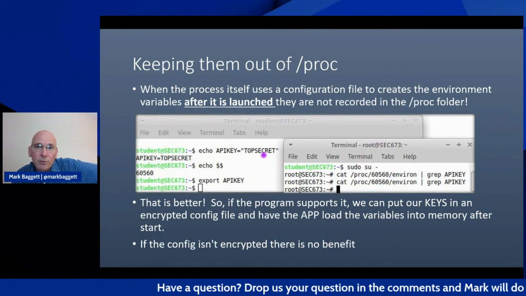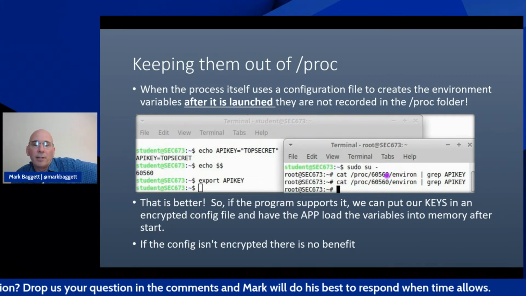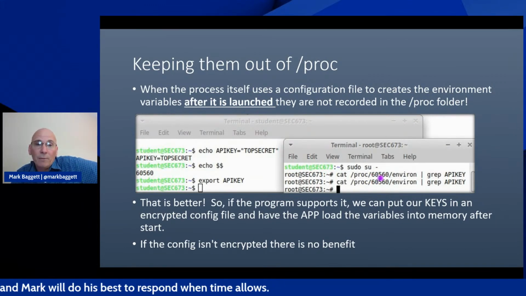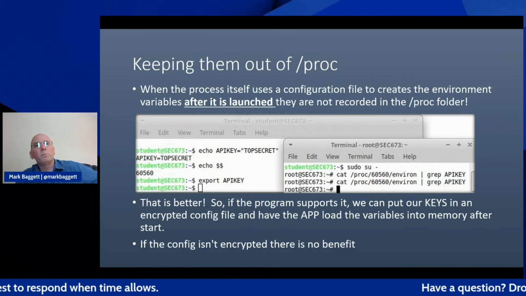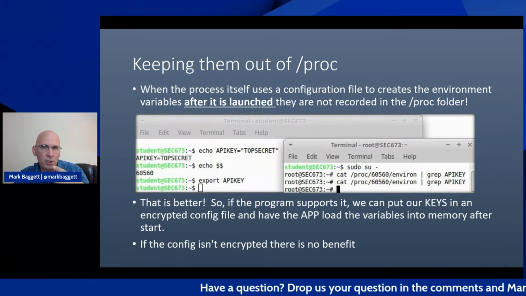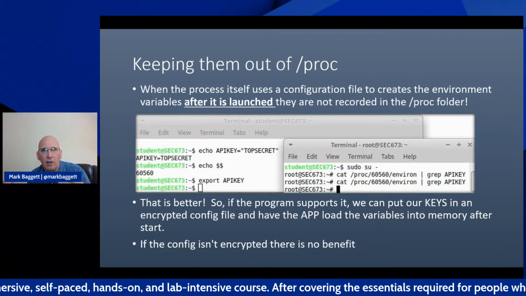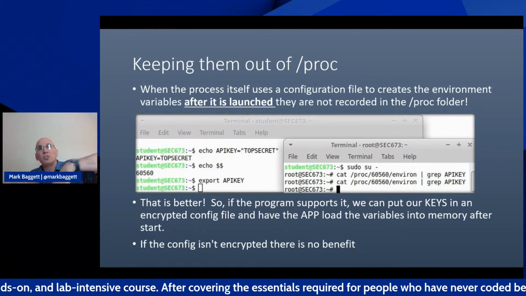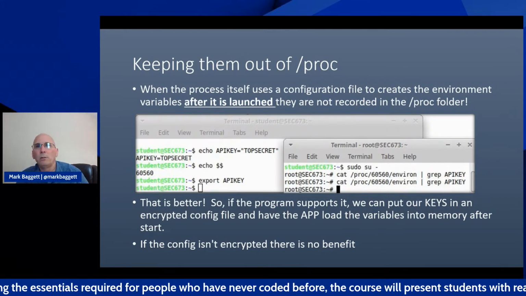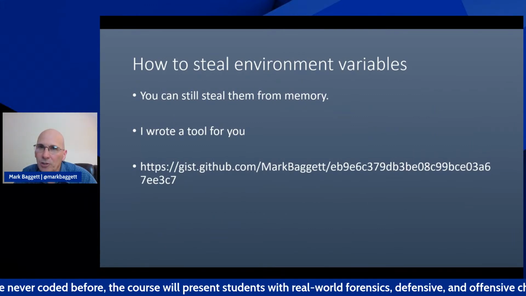Once you start a process, that's the only time it records this proc environment. It does not update that information as the process is running and its new environment variables are created. Which means if, instead of setting environment variables and then launching my processes, I had those in a secure configuration, like in an encrypted file, and then the process itself set the environment variables when it launched, that would actually provide some security benefit. But I can still steal them from memory.